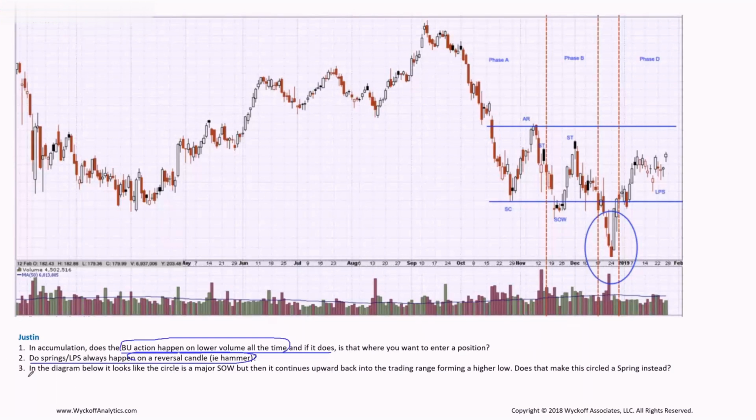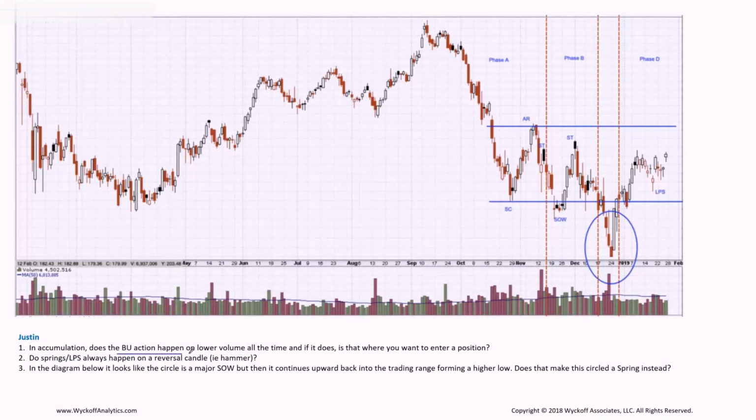And then the last question. In the diagram below, it looks like the circle is a major sign of weakness, but then it continues upward, backing back into the trading range, forming a higher low. Does that make this circle a spring instead? Very good questions, Justin, and let's address those one by one.